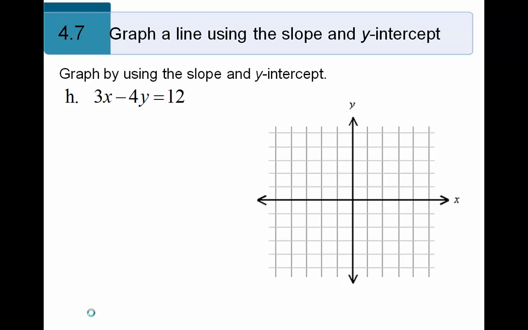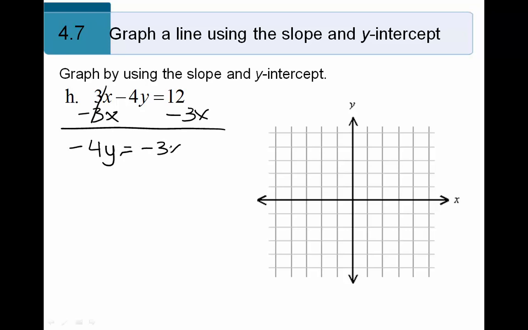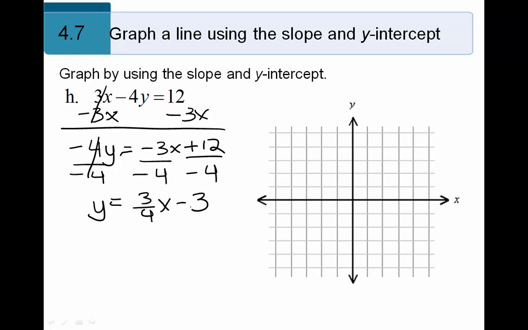Now in this example, it's not in slope-intercept form, so the first thing we need to do is solve for y. So I'm going to subtract 3x from both sides. That will give me -4y equals -3x plus 12. And then I need to divide each of these by -4. So I will have y equals 3/4 x minus 3. So your y-intercept is -3. Your slope, rise over run, equals 3/4.